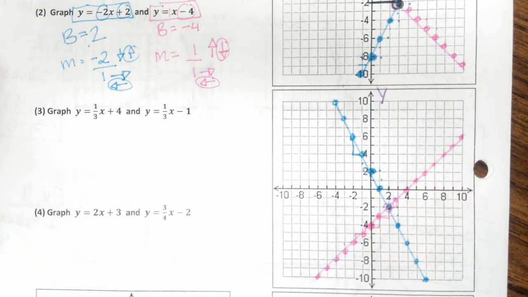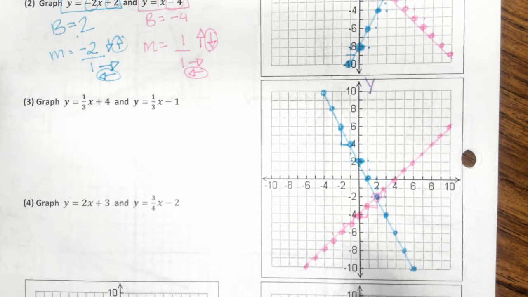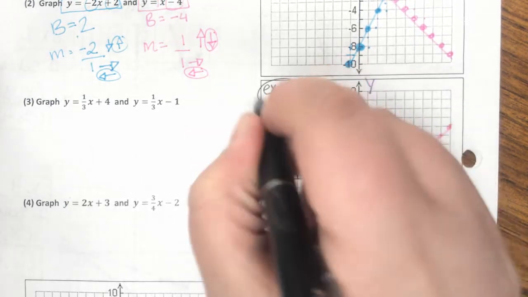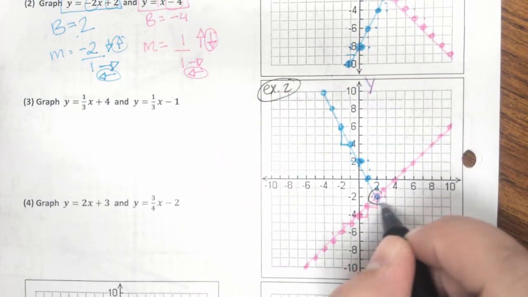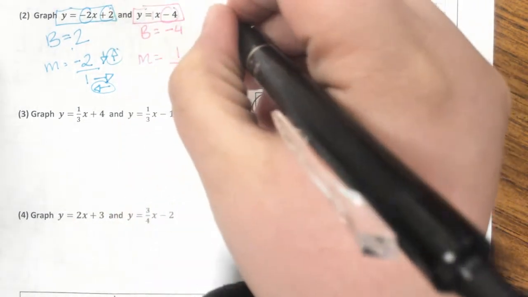Now you have a system of linear equations because there's 2 or more linear equations. This has just one intersection. I can see where the lines cross. So there's one solution.